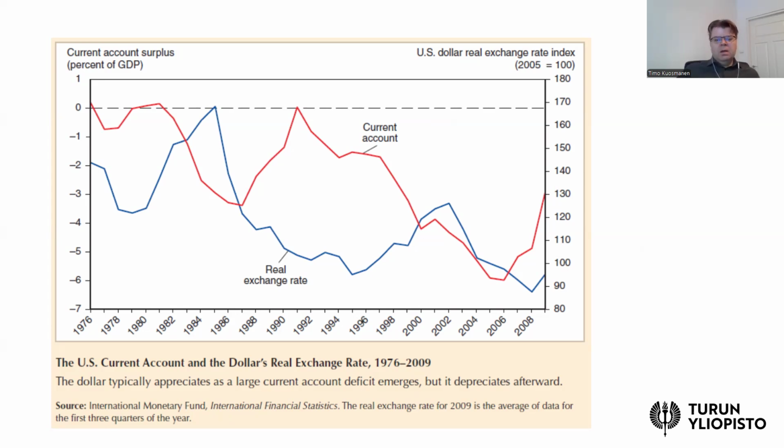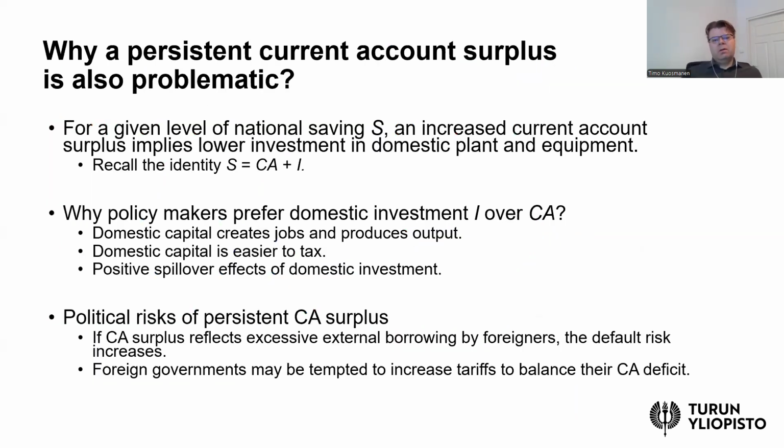more detail. But before going to that, let me still highlight the fact that we shouldn't think about the current account deficit and surplus in mercantilist terms, that current account surplus is also not a desirable situation. Indeed, if a country runs a persistent current account surplus, it can also create its own problems. So remember that for a given level of national savings S, an increased current account surplus implies that there is less domestic investment.